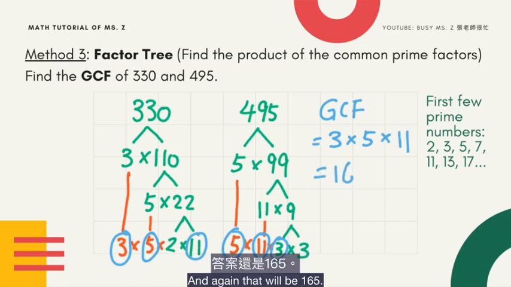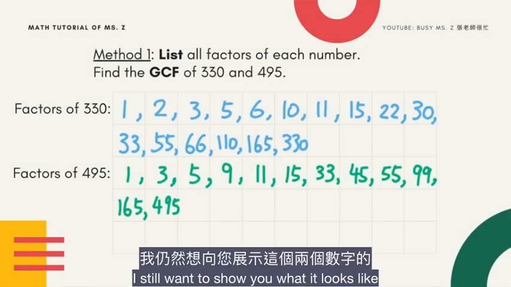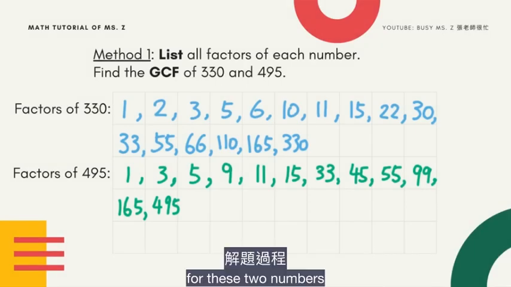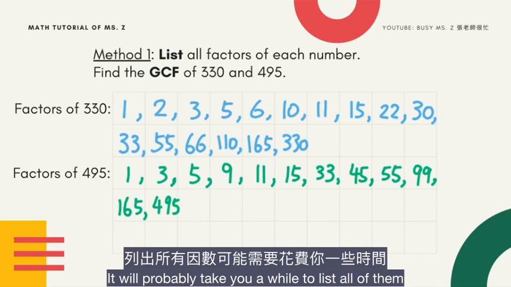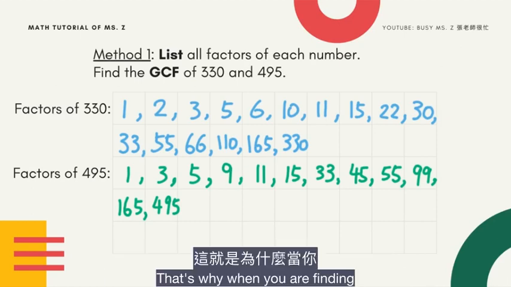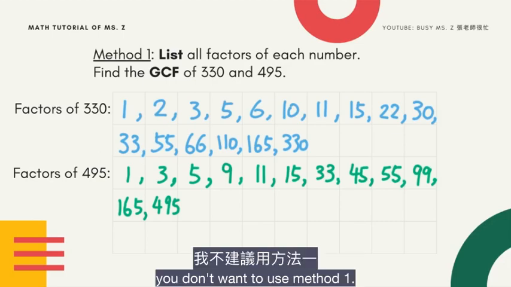and again that would be 165. Since I introduced method 1, listing all factors, I still want to show you what it looks like for these two numbers. As you can see, each number has a long list of factors. It would probably take you a while to list all of them, and that's why when you're finding the GCF of big numbers, you don't want to use method 1.